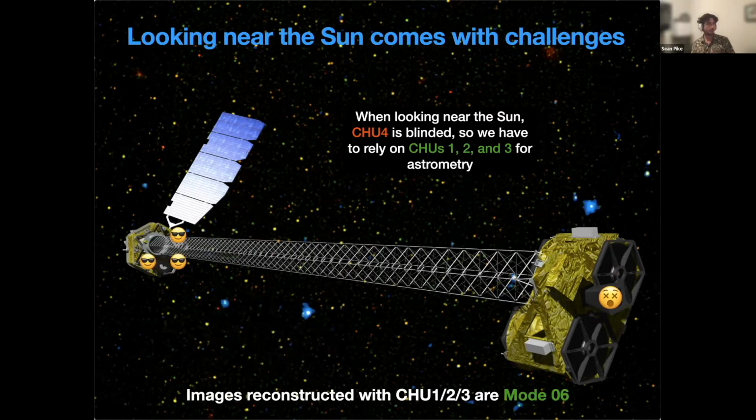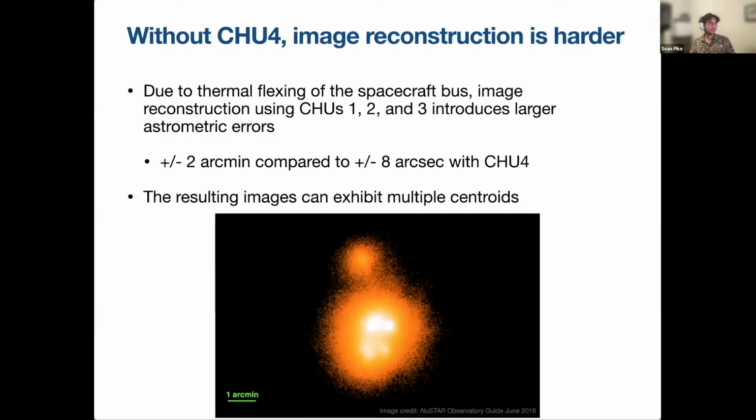But when CHU4 is blinded by the sun, we have to rely on CHUs 1, 2, and 3 to do the astrometry and do the image reconstruction for us. And this data is known as mode 6 data. Without CHU4, our image reconstruction is a little more difficult, and that's due to thermal flexing of the spacecraft bus. That's not perfectly well understood. There's a lot of moving parts, essentially.